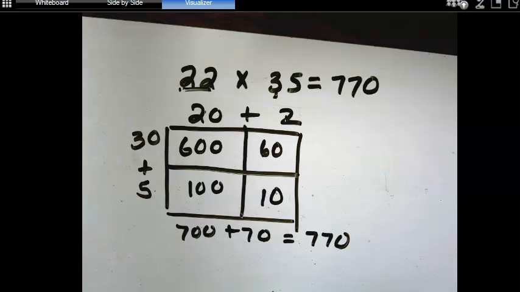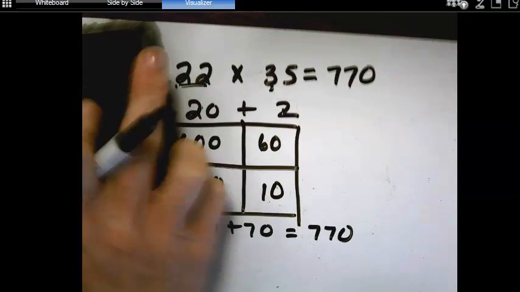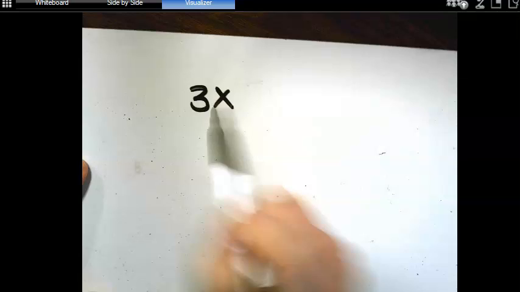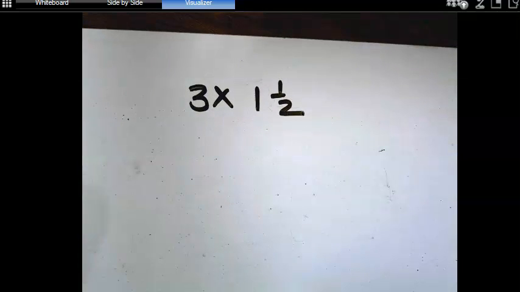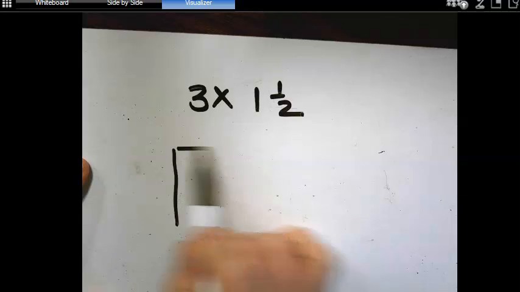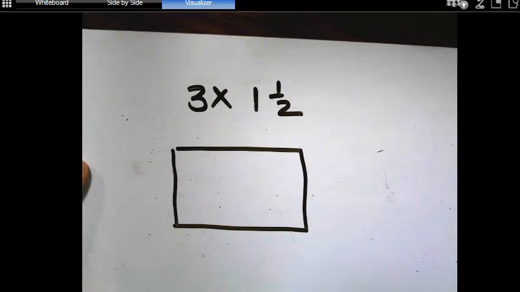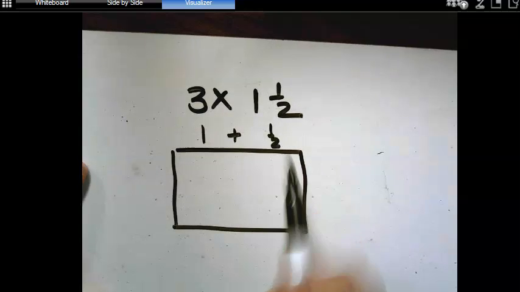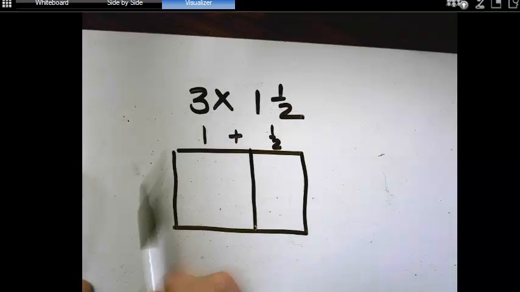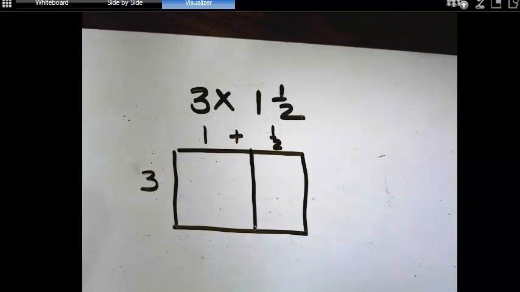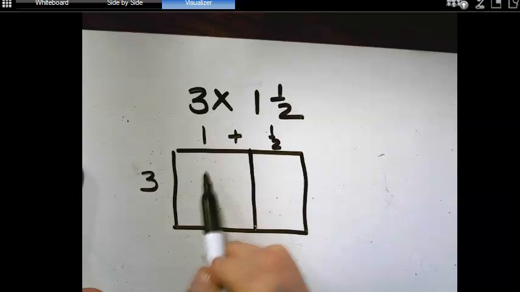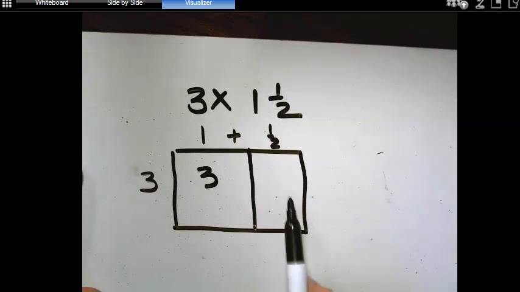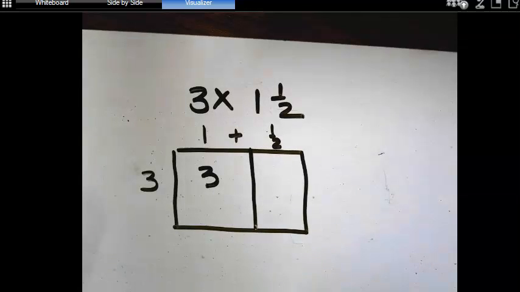Well, we're using that same sort of model with our mixed numbers. Now let's take that example we used before. If I have 3 times 1 and 1/2, how would that model work for this? I'm going to draw my rectangle, and I'm going to expand my 1 and 1/2 into the 1 whole plus the 1/2 over here. And then I'm going to write my whole number here. Now I'm ready to multiply my 3 times the 1, and then I have to multiply the 3 times the 1/2. So I'm really using the distributive property there so that I multiply all those parts.